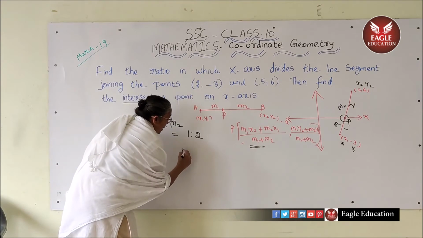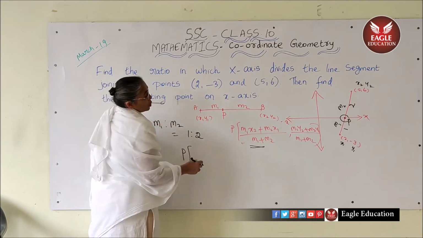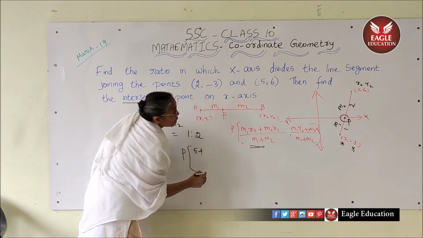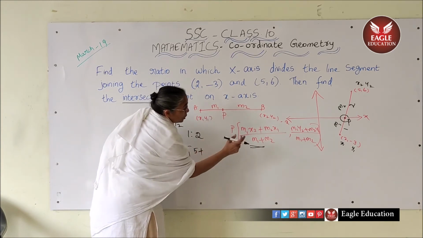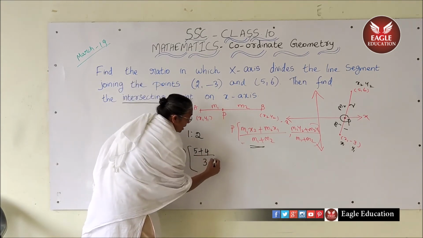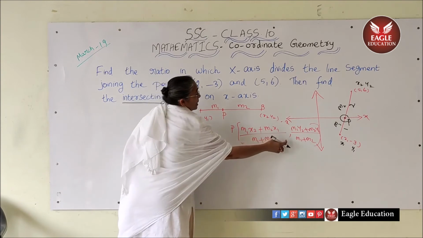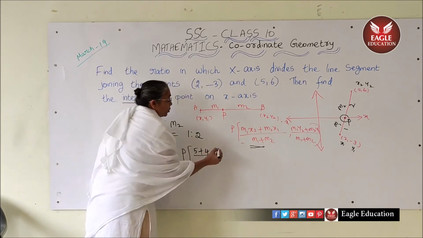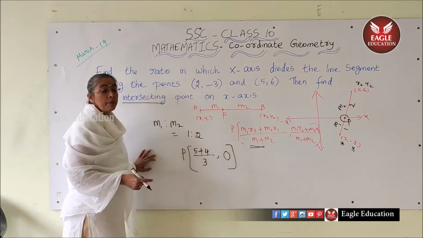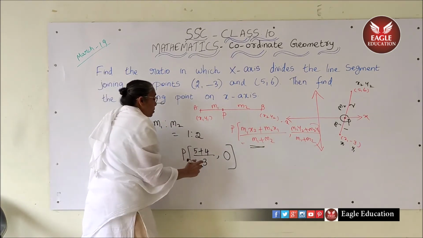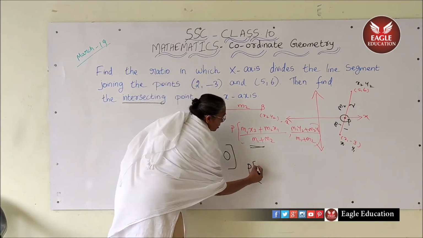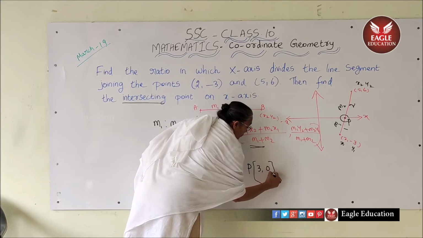So the point P is nothing but m1 x2, so 1 into 5, 5, plus m2 x1. M2 is 2, 2 into 2, 2 twos are 4, divided by m1 plus m2, which is 3. Comma. Of course the second coordinate, the point is on the x-axis, we need not substitute and find, it will be 0 only. Every point on the x-axis has a y coordinate of 0. So the coordinates of P are nothing but 5 plus 4, 9 by 3, that is (3, 0).